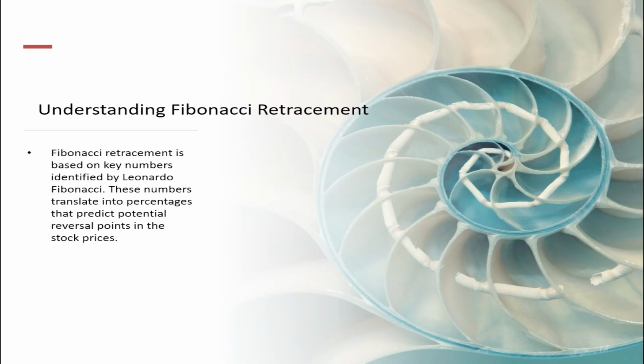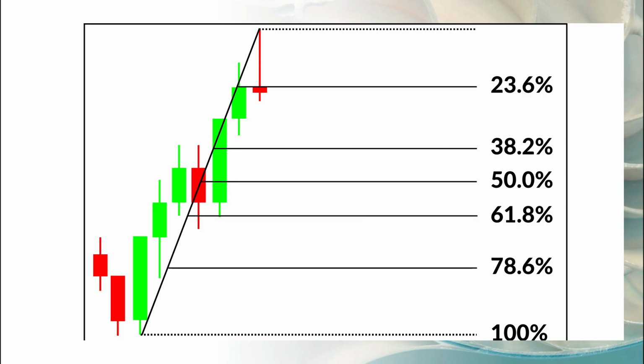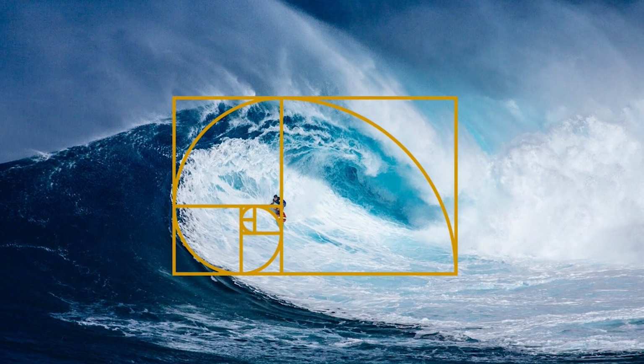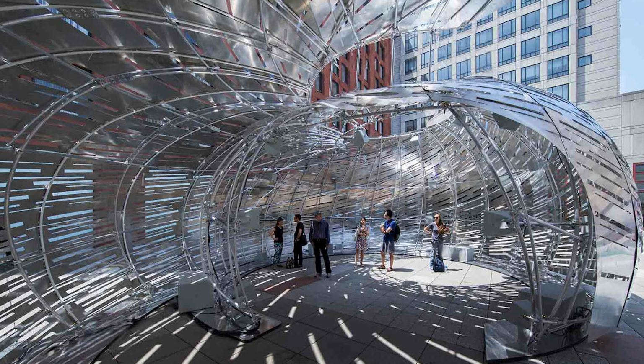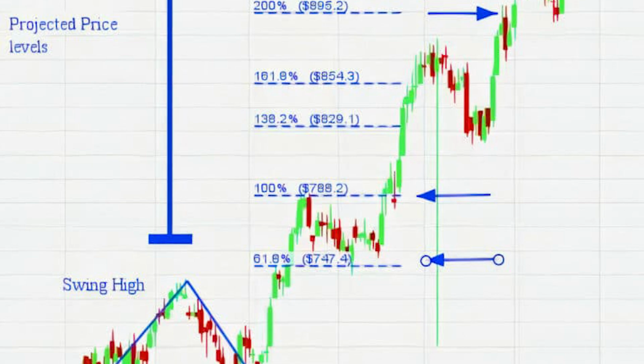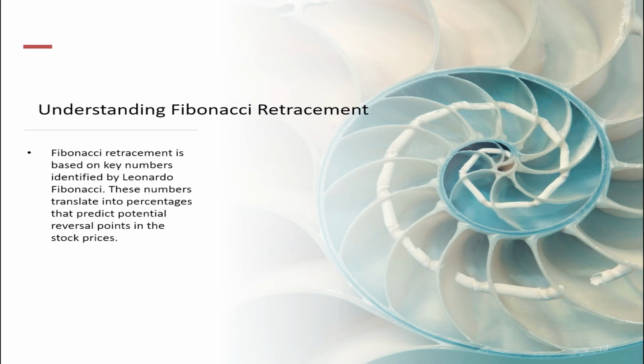First, let's understand what Fibonacci retracement is. Fibonacci retracement is based on the key numbers identified by Leonardo Fibonacci, which appear in nature, architecture, and yes, in the financial market too. These numbers translate into percentages that traders use to predict potential reversal points in stock prices after a significant movement, either up or down.